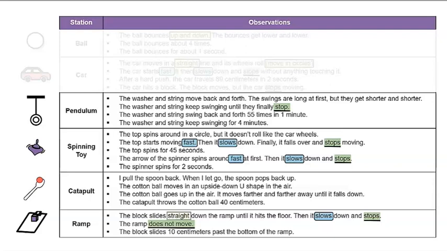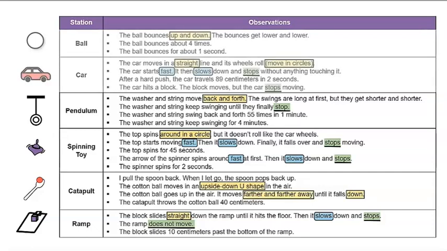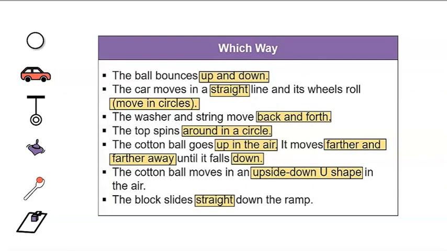We use straight at the ramp station and around in a circle at the spinning toy station. What else? I see so many. I see back and forth, down, and even some phrases like upside down, U-shape, or farther and farther away. All these words and phrases help us describe which way or the direction the objects move.